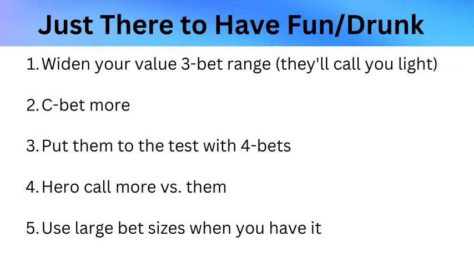You can continuation bet more versus them, especially when you have a value hand. Again, you can adjust your bet sizes. If you have it, you can bet more. And I wrote, put them to the test with 4-bets. So if they're 3-betting you and they're just throwing out chips and not really paying attention, then put them to the test with some 4-bets.